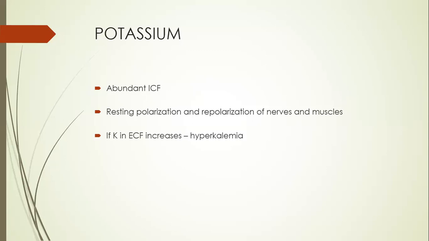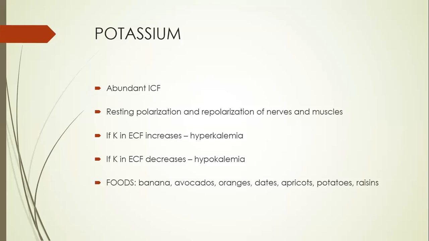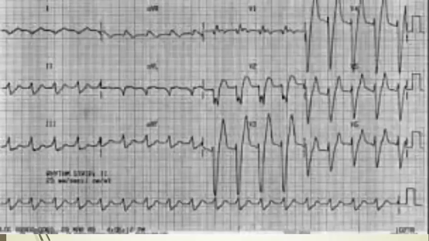So any change in the potassium in the extracellular fluid is considered an abnormality. If the extracellular potassium is increased, it is known as hyperkalemia, and when the extracellular potassium, mainly in the blood, decreases, it is known as hypokalemia. The foods which are a rich source of potassium are banana, avocado, oranges, dates, apricots, potatoes, and raisins.